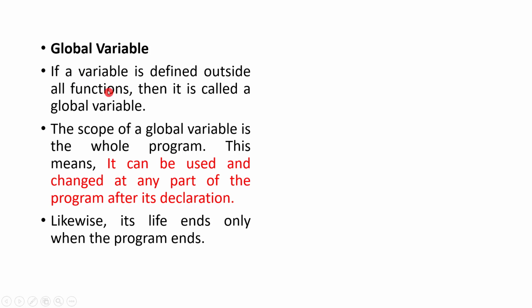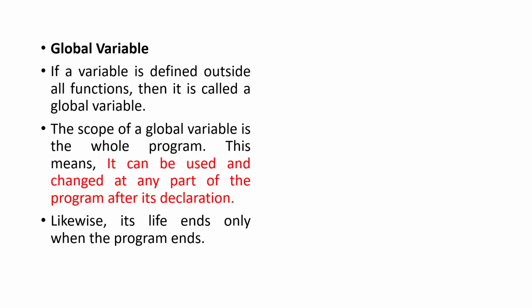By definition, if a variable is defined outside all functions, meaning the main function as well as the user-defined functions, it is called a global variable. The scope of a global variable is the whole program. This means that it can be used and changed at any part of the program after its declaration.